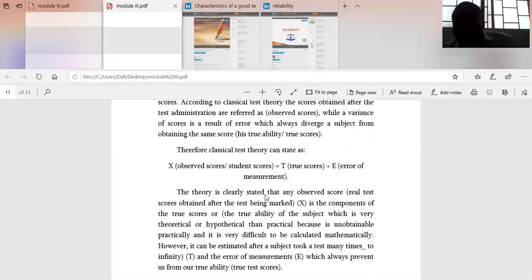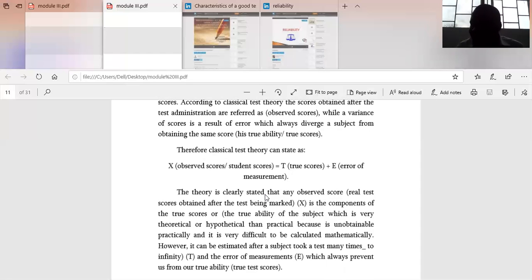Now, let's go to a clear example. Say you have given a test to a student. You have marked it, and then you have results. That result is what we call the observed score. The score that you took for the first time, we call the observed score, and it stands for X. So how do we calculate that one?